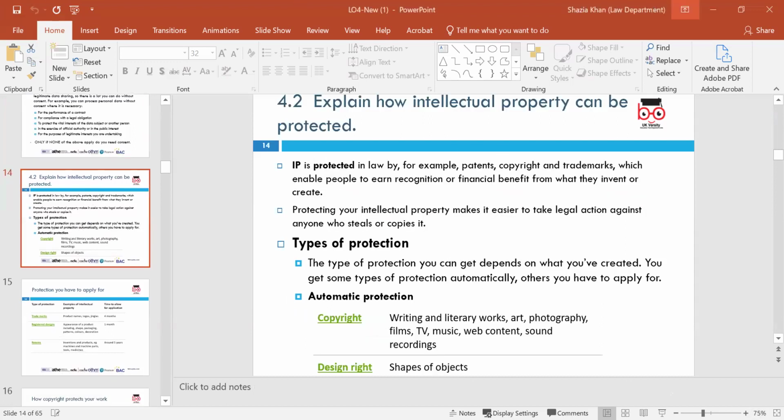4.2, explain how intellectual property can be protected. So intellectual property covers any original ideas, designs, discoveries, inventions, and creative work produced by an individual or a group of people.